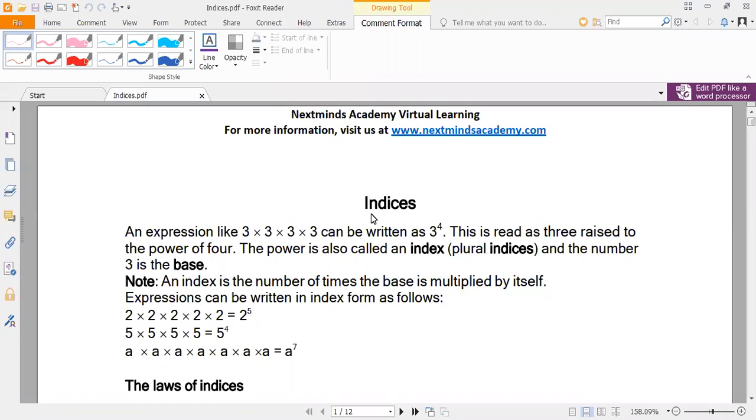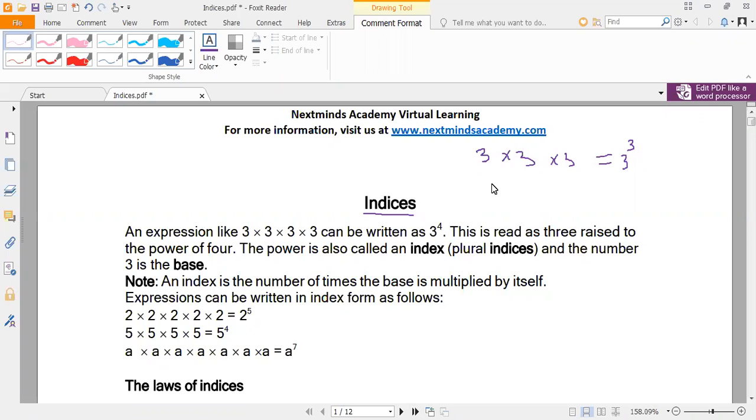So today we are going to talk about indices. Most times we make expressions where we are multiplying the same number many times. For example, if we meet 3 multiplied by 3 multiplied by 3, this can be written as 3 to the power of 3, because we are multiplying 3 thrice, so we give it a power of 3.